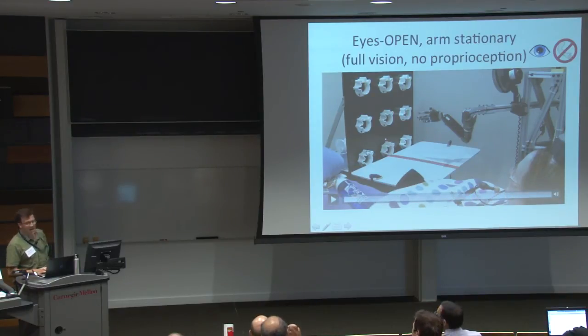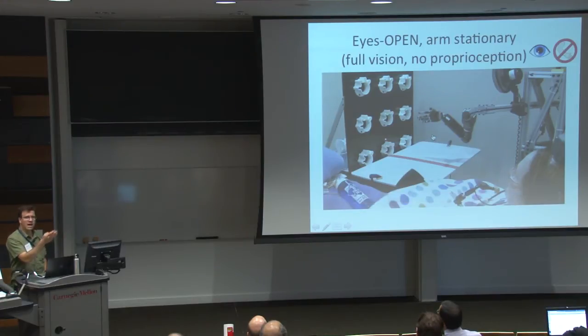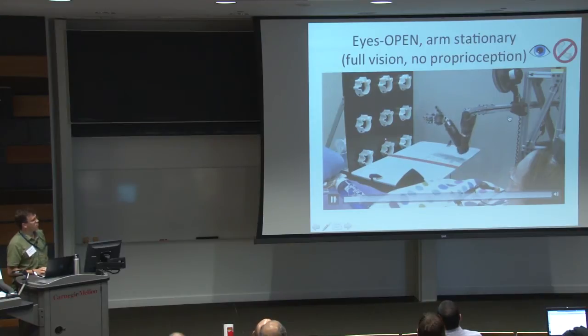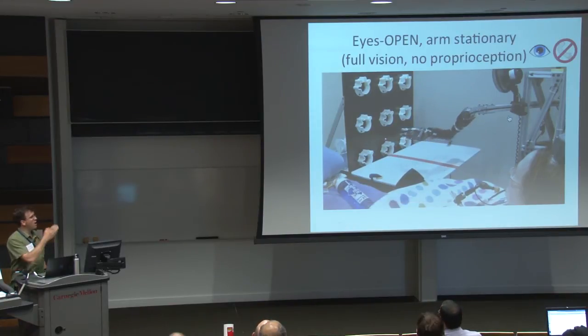So here's the task. In 1 minute, Jan had to move the arm back and forth in a simple target tracking task, just two targets on either side of the line. And she had to do that as many times as she could in a minute, just a very simple task. And we did it with vision, and in this case, without proprioception. And not surprisingly, she did very well. She's able to move the arm back and forth, no problem. She can do that many times over the course of the minute.